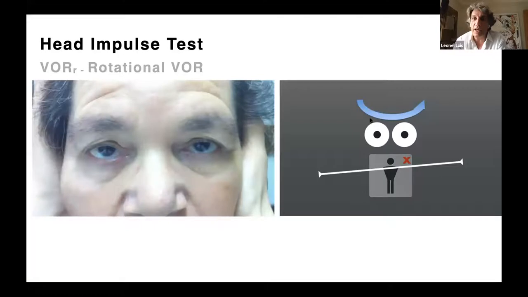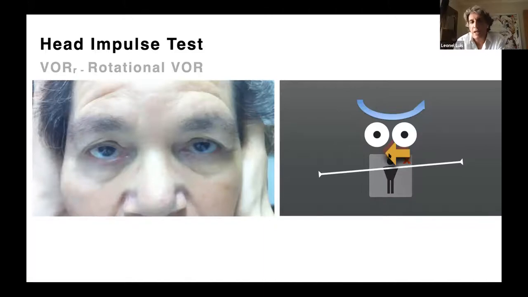This will result in the eyes not staying in the same place in space, but rather moving with the head, something like this. So the vestibular ocular reflex should be in the direction of the lower vestibular tone side, okay? But because the vestibular ocular reflex is not effective, the eyes move with the head. And as the patient was instructed to look at the camera, you will need to trigger a saccade in order to refixate the target, something like this.